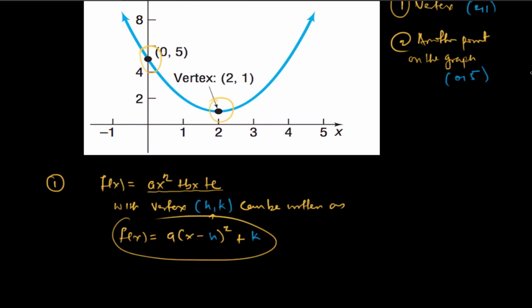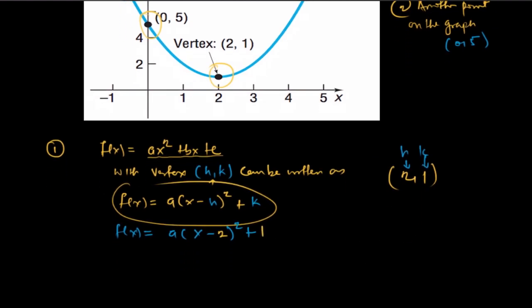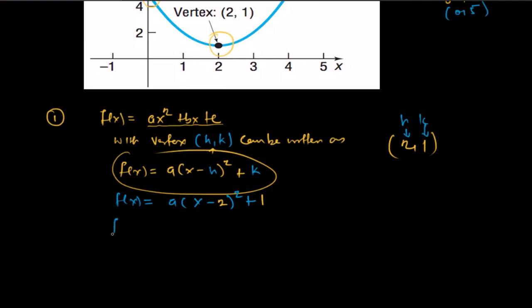So we're given the coordinate of the vertex to be (2, 1). When you compare it, this is my h, this is my k. So I'm going to substitute the h and k values into this general formula. What I obtain is f of x equals a times (x minus 2) all squared, plus 1, since my h is 2 and my k is 1. Now I'm going to expand that. When I expand this, f of x equals a times (x squared minus 4x plus 4), then plus 1. This is what we have.